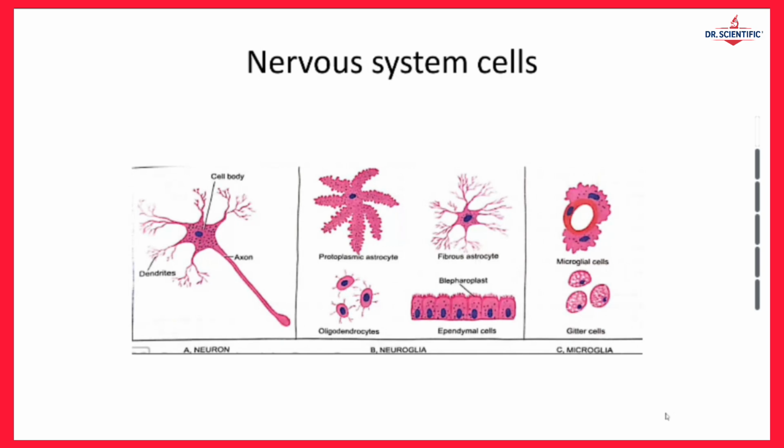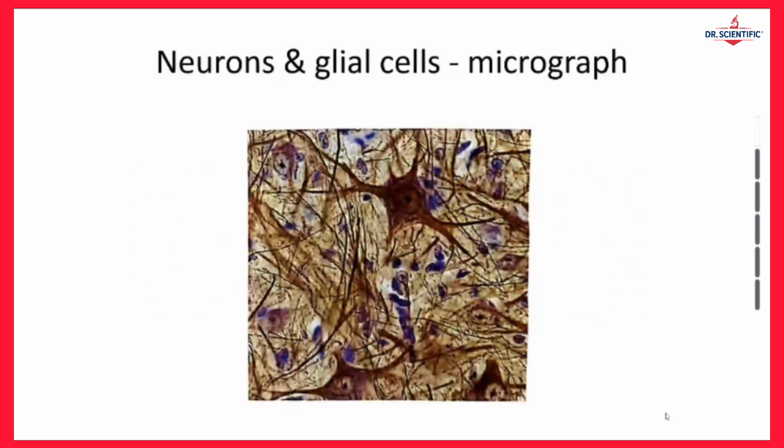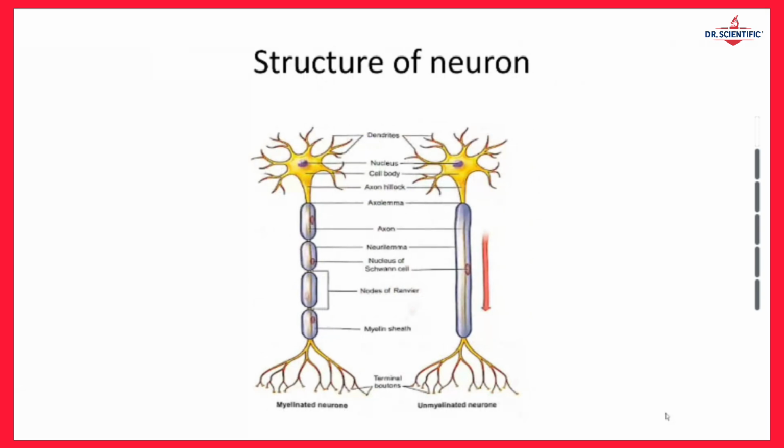So those are the nervous system cells. And you can see an electron micrograph, and you can see some of those neurons and even glial cells within the brain. And then, of course, the structure of the neuron, which we looked at in Anatomy 1, where we have a neuron consisting of dendrites. Those are the short processes. Then we have the cell body, which has a nucleus and the other organelles. Then we have the axon hillock. Then it goes into the axon.